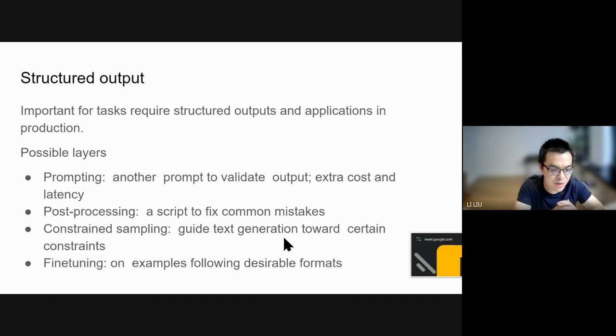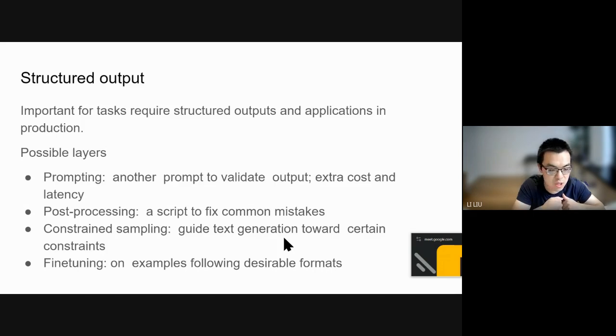The second way is post-processing. Essentially, it is a script to fix common mistakes. Let's say you want to extract numbers, but the extracted numbers always have some other things like a string attached, and you want an integer or another data type. You can have some other processing to do that. The third one is constraint sampling.